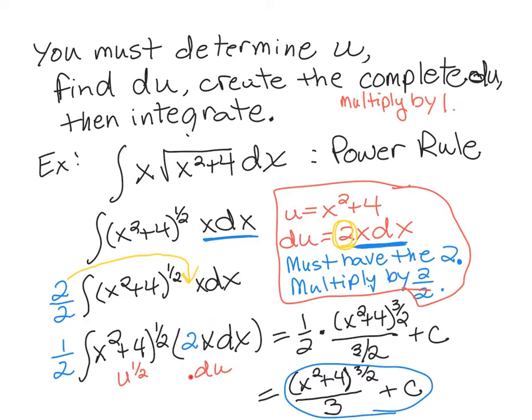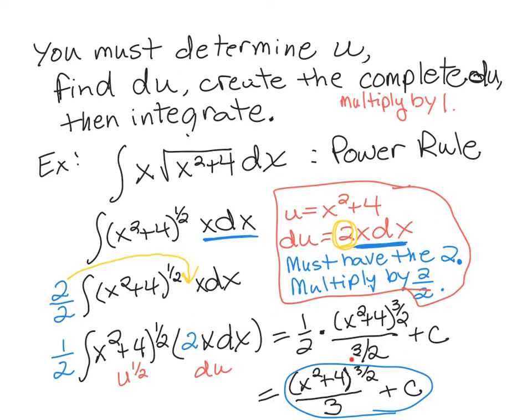Once you have that perfect derivative, you don't care what the blob is. You're just integrating the fact that it's raised to a power. So what do I do? I add 1 to the 1/2, and I get the 3/2. Add 1 to the power, divide by the power. The 1/2 stayed on the outside, and now I just make it pretty.